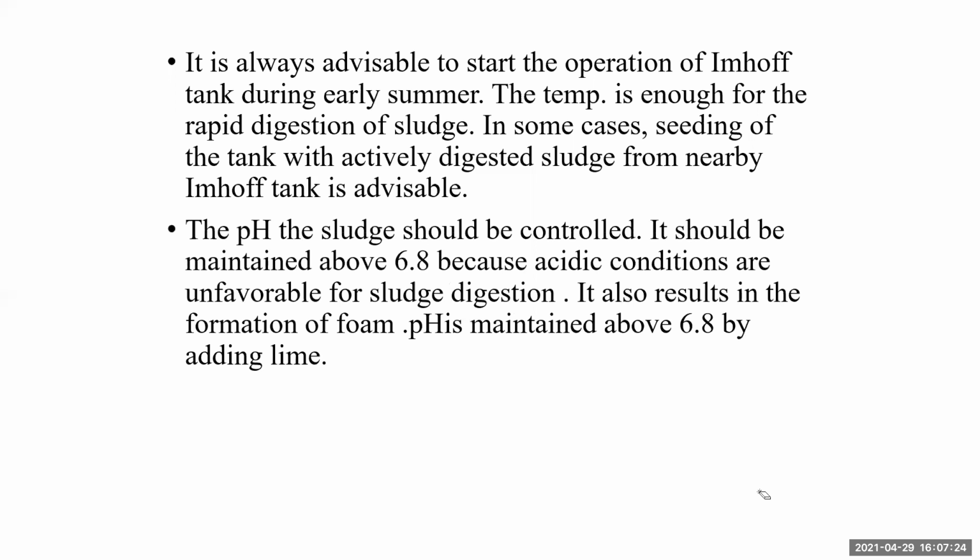Now the pH of the sludge has to be maintained above 6.8 because acidic conditions are unfavorable for sludge digestion. So whatever sludge gets collected or comes down through the slot into the lower chamber should have pH more than 6.8, because if it is less than 6.8, it is unfavorable for sludge digestion. And how can we maintain the pH above 6.8?